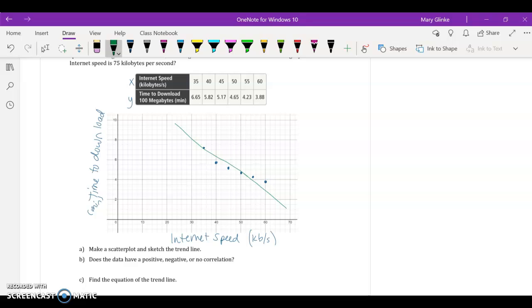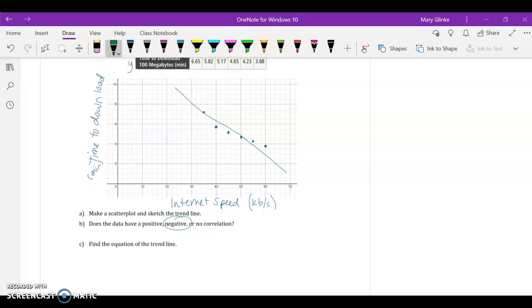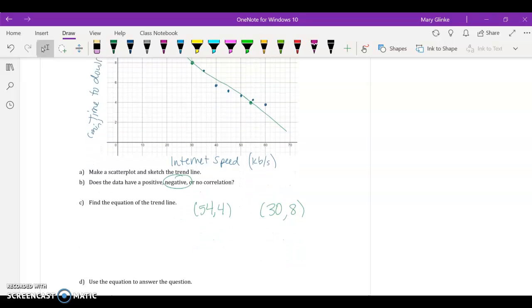The data for me seems to have a negative correlation because they are approximately linear and they're going in the negative trend. So now what we're going to do is pick points that look like they lie on our trend line. And we're going to try and pick kind of nicer-ish points. So like this one right here, I'm going to use 54, comma 4. And then, oh, I don't see another nice one. I can kind of approximate this one, 30, comma 8. And again, yours could look drastically different depending on your trend line.